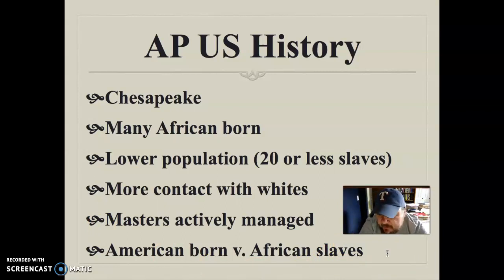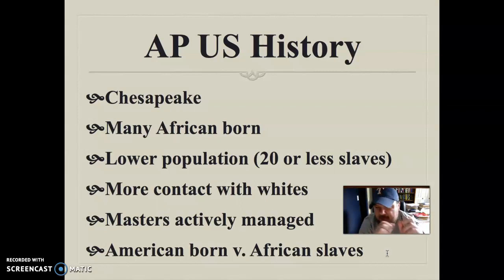Now, the Chesapeake Valley is a little different. They also have many African-born slaves as well as American-born slaves. They have a lower population on each plantation, like 20 or fewer slaves generally, just not quite as labor-intensive, so they have a smaller number of slaves on each plantation. Those slaves had more contact with the white world. The owners of the plantations also more actively managed that slave plantation, so they had more contact with their slave masters, so to speak.